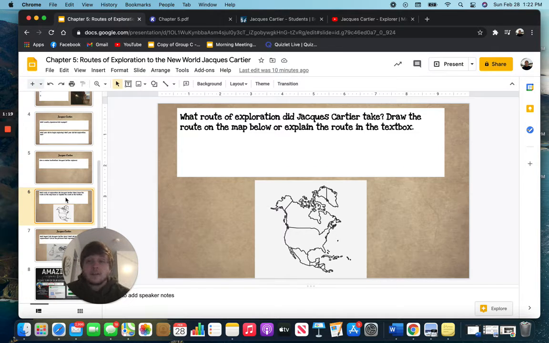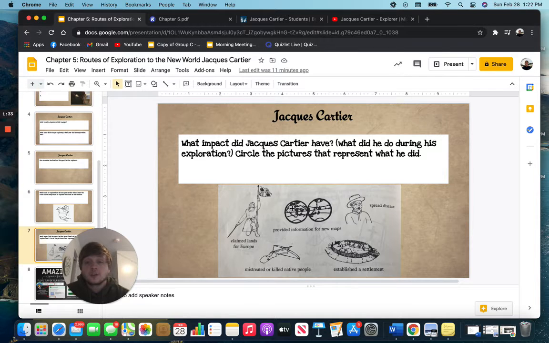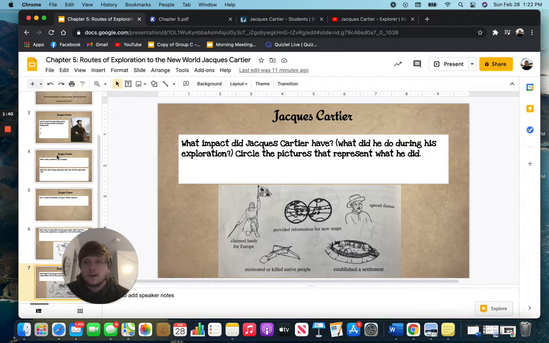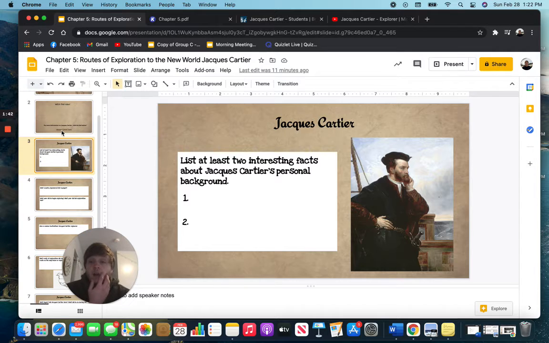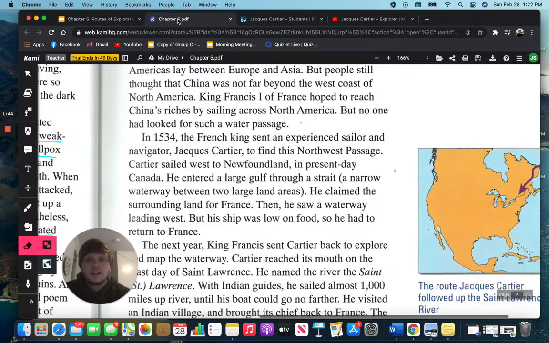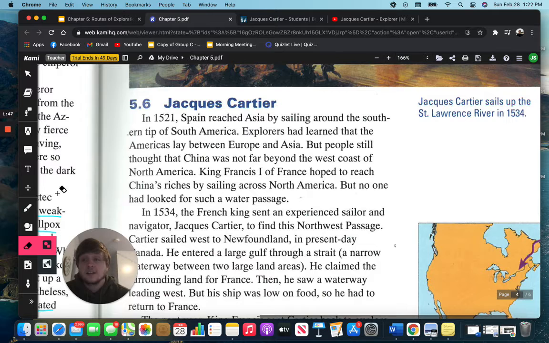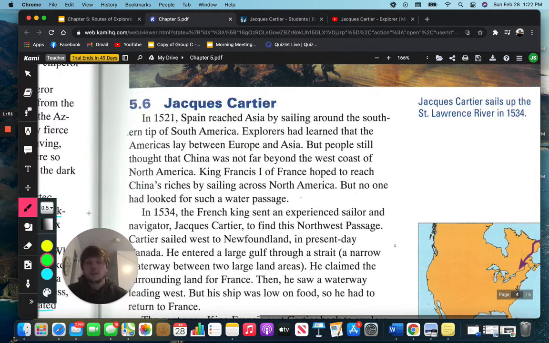And finally, you'll have two different questions here that are going to ask you to be drawing something. And for this question here, you'll be drawing the route that Jacques Cartier took on his exploration. And finally, you will be circling one of these 5 different options for what impacts Jacques Cartier had as he went on these different explorations. Okay, so with that being said, let's go ahead and look at the textbook here and see if we can find out these answers to the questions here.